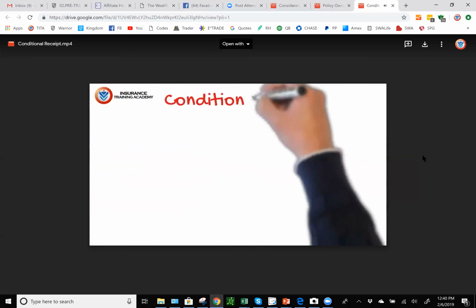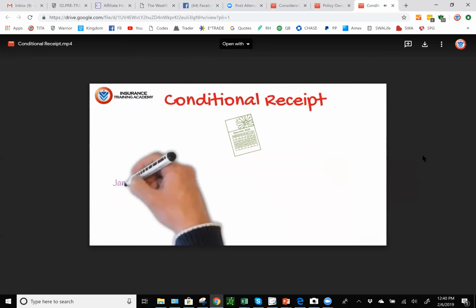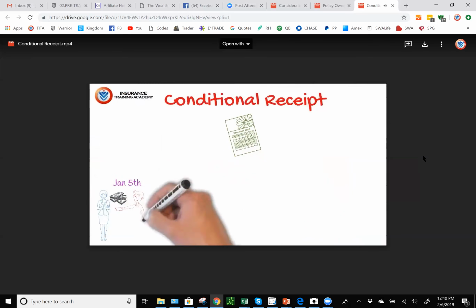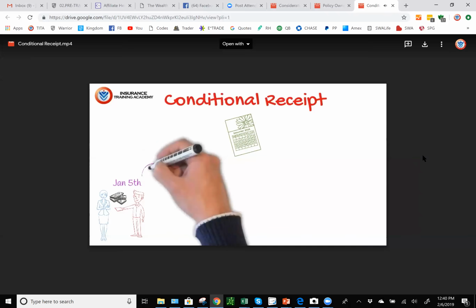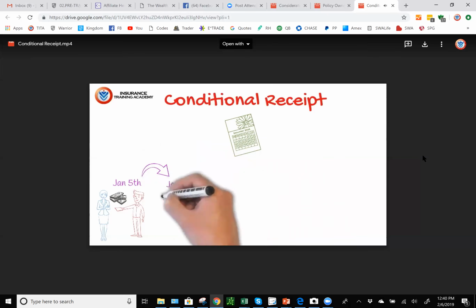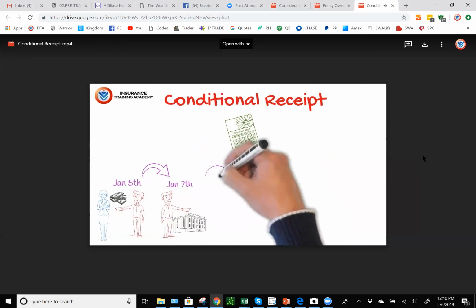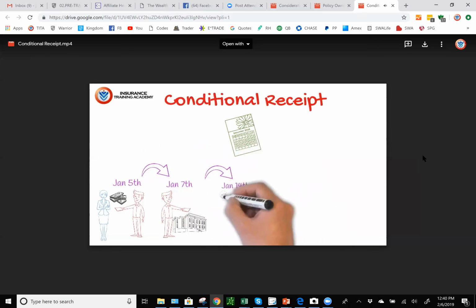All right, I got more for you here, another timeline. Here we go, January 5th, Jane completes the application, pays her initial premium. Bob gives her a conditional receipt. 2 days later, he turns the application into the insurance company. A week later, Jane has a paramedical exam where a nurse comes out, draws her blood. Now, the results of this paramedical exam showed Jane had nicotine in her system.